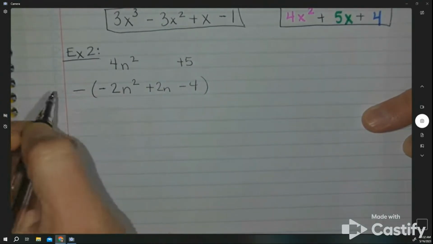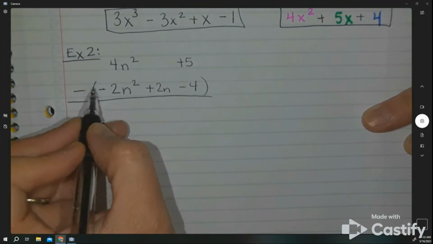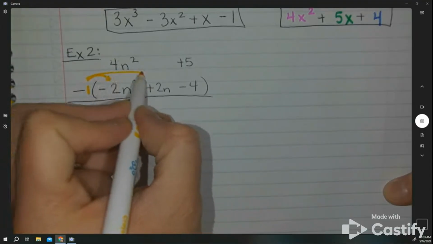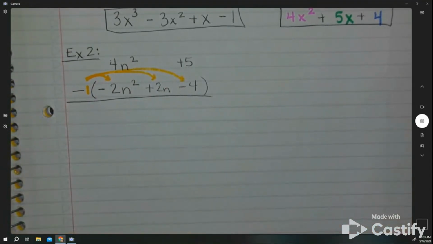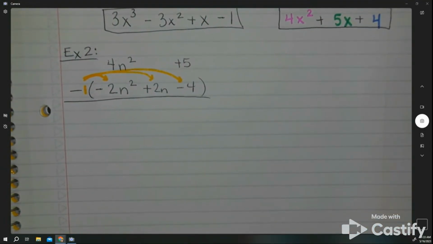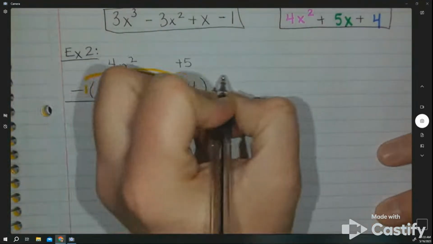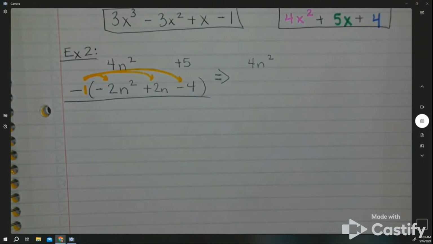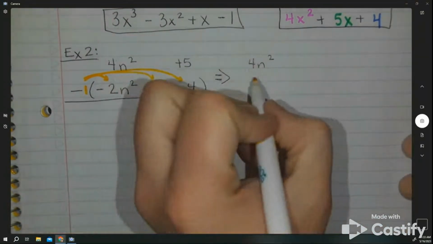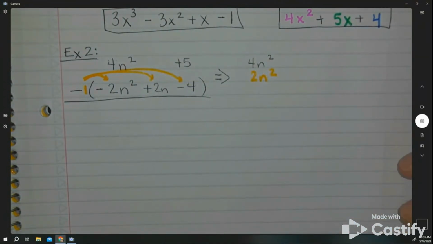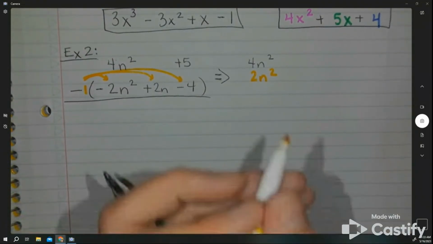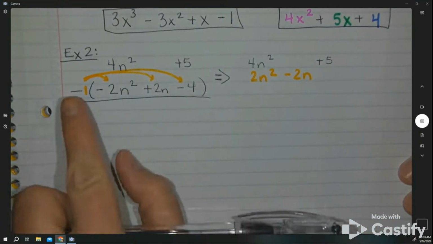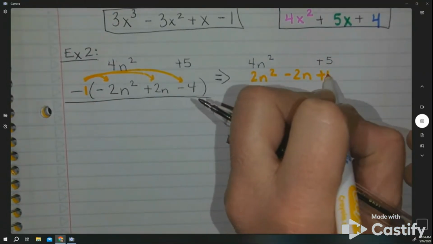Now, this was subtraction, right? So I'm subtracting, but that means I have to distribute this negative sign to everything inside. It's kind of like saying negative 1 times negative 2n squared, negative 1 times positive 2n, negative 1 times negative 4. So let's go ahead and simplify that first. Our 4n squared is still there. Negative 1 times negative 2n squared is positive 2n squared. Negative 1 times positive 2n is negative 2n. We had our plus 5 up here. Negative 1 times negative 4 is positive 4.